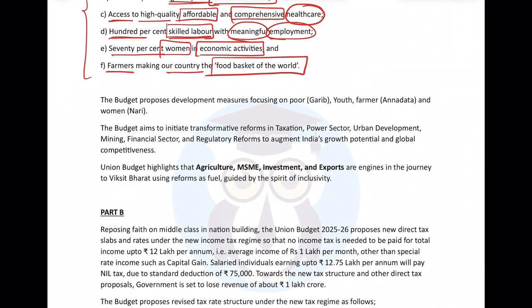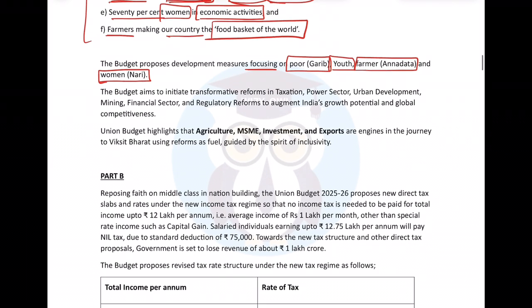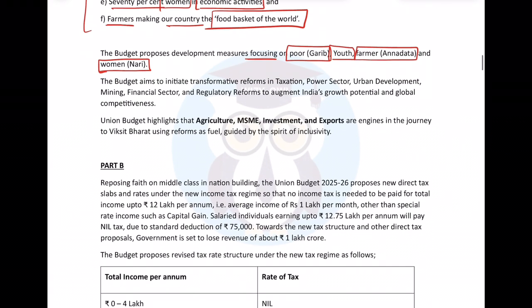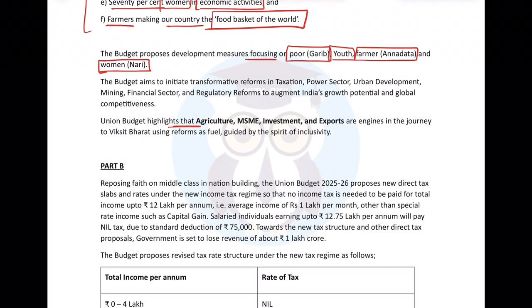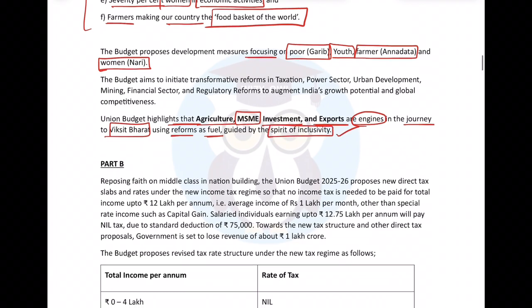And also the focus on the poor, the Garib, youth, farmers called Annadata, and women, Nari. The Union Budget highlights that agriculture, MSME, investment and export are the engines in the journey of Viksit Bharat, using reform as fuel, guided by a spirit of inclusivity.